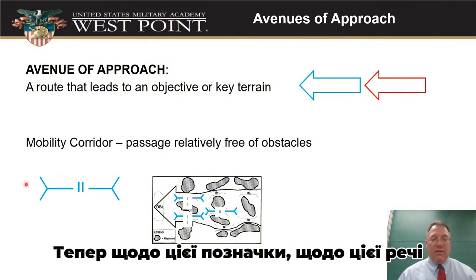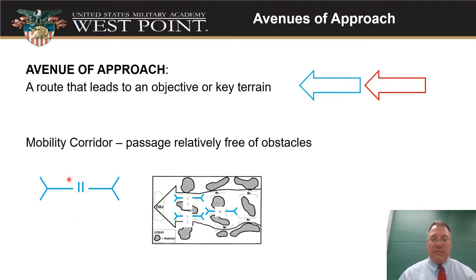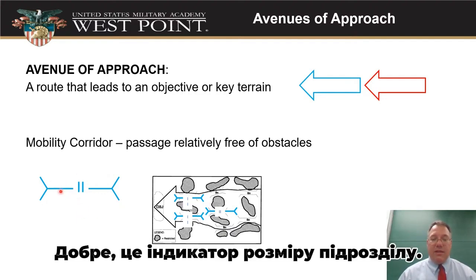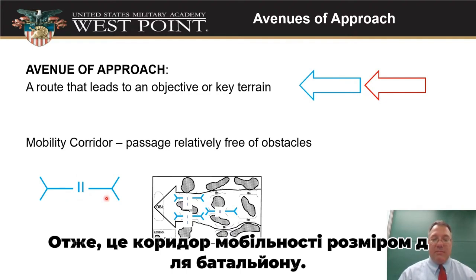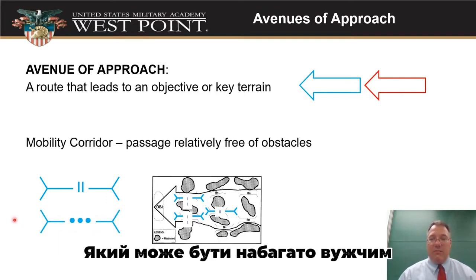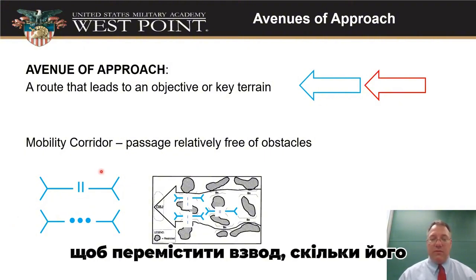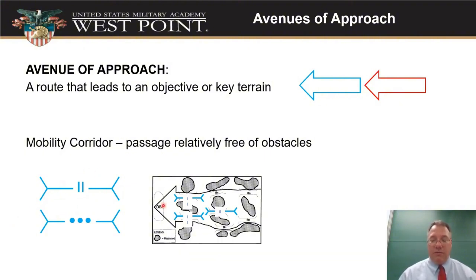Now, in the symbol of this thing in the middle, it's not just 2 lines means mobility corridor. This is an example, all right? That is the unit size indicator. So that is a battalion-sized mobility corridor. This is a platoon-sized mobility corridor, all right? Which can be much more narrow because I don't need as much space to move a platoon through as I do to move a whole battalion front through, okay?